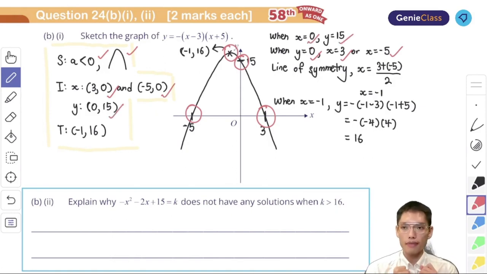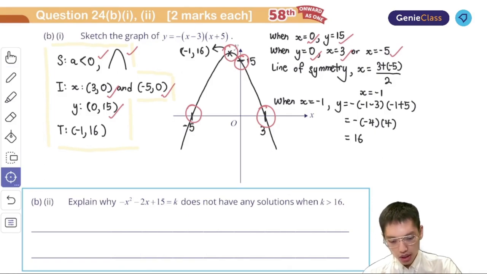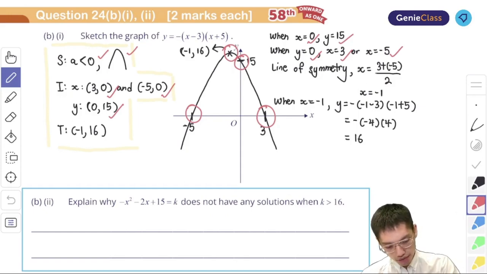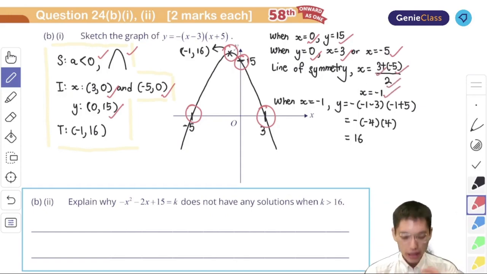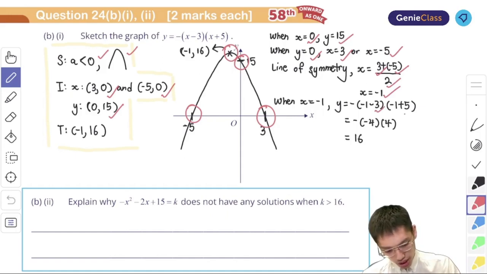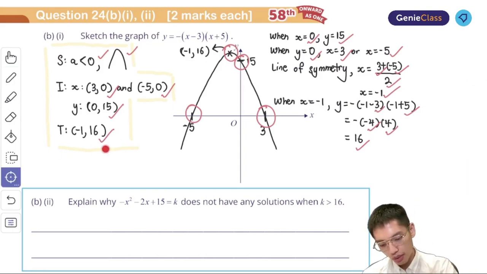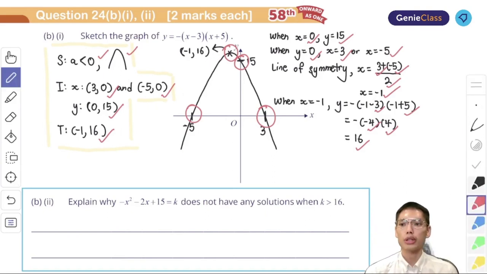Turning point, how do I find? If it's in a factored form, first thing to do, find the line of symmetry, basically the one that cuts in the middle. So you take the average of the values down here. Then after that, you sub it into the equation that I have. And that's how I get my turning point. Shape, intercepts, turning point, use this SIT table, it will help you a lot. And you will sketch the quadratic curve in no time.